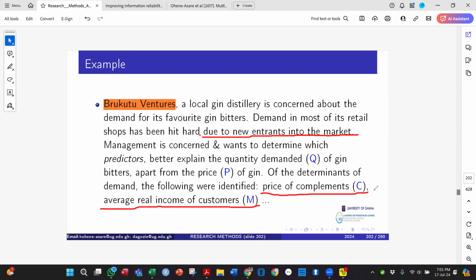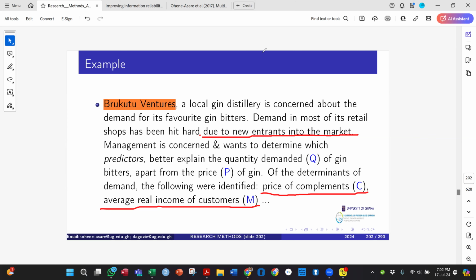Remember that the price of complement is C, and the average income of customers is M. Please remember also that these are all in the data set. This is examinable. It's a pure exam question.